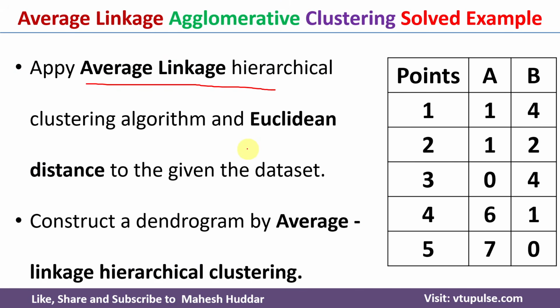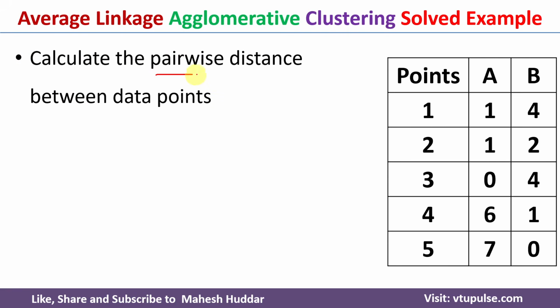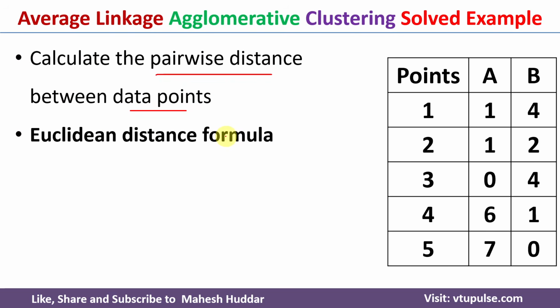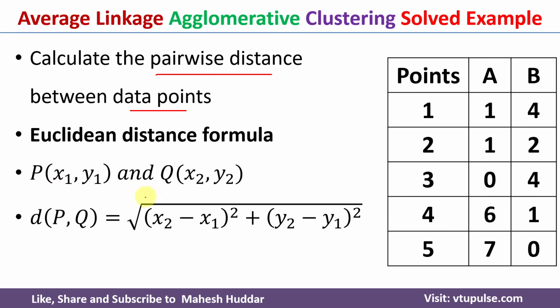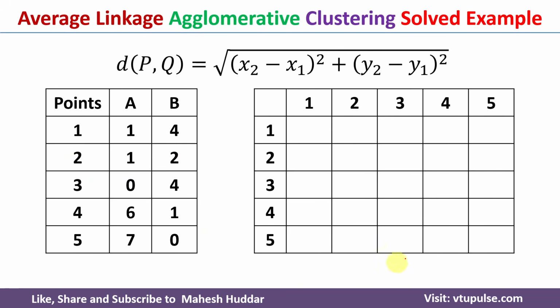In the average linkage agglomerative clustering algorithm, we need to compute the pairwise distance between the data points. The pairwise distance between the data points can be calculated by using the Euclidean distance formula. Consider two data points P and Q with the values x1, y1, x2, y2. So the distance between P and Q is equal to the square root of (x2 minus x1) squared plus (y2 minus y1) squared. In this, we need to find the pairwise distance between all the data points. The calculation of the pairwise distance between all the data points is done in the previous video. The link for that video is given in the description below.